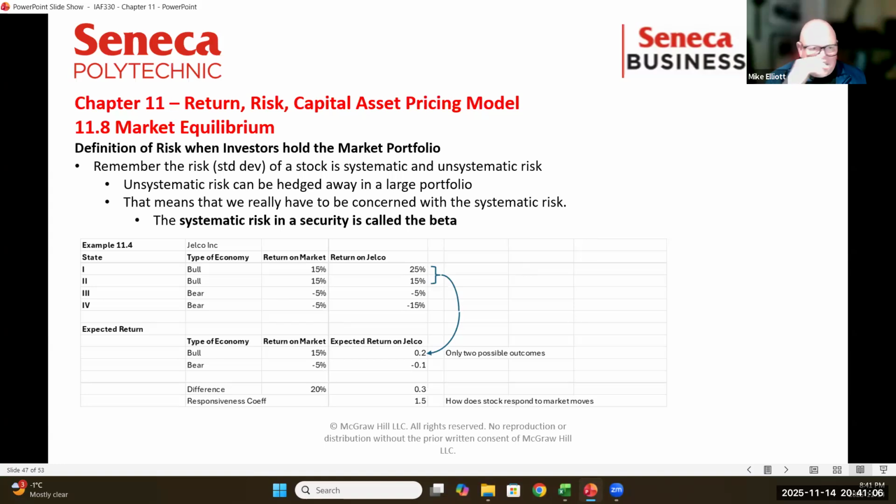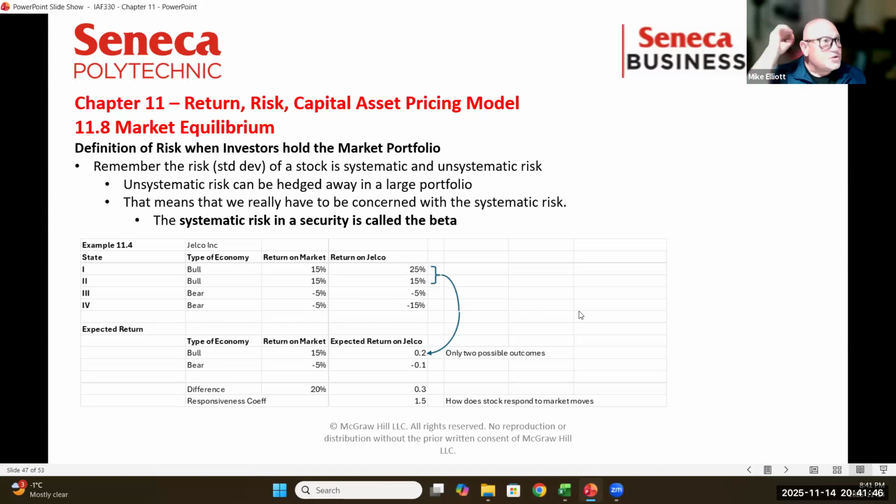Okay, so think. We have two types of markets. We have a bull market and a bear market. We have a stock called Jelco. If we have a bull market and the market returns 15%, we're going to have a 25% return. In state 2, the bull market returns 15%, but we only have a 15% return. State 3 and 4: in state 3, the bear market drops 5%, we drop 5%. In state 4, the bear market drops 5%, we drop 15%.